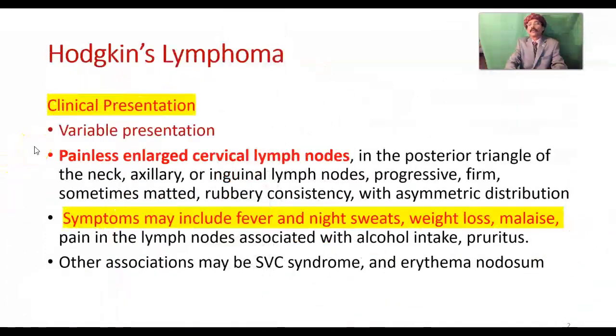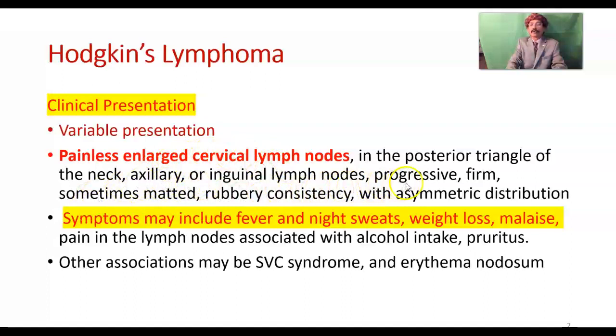Clinical presentation is also very variable. It may begin as painless enlargement of the cervical lymph node in the posterior triangle of the neck. The posterior triangle is the area behind the sternocleidomastoid muscle. It may also begin, in addition to the cervical lymph node, or independently, in the axillary or inguinal lymph nodes. So all these lymph nodes may be enlarged, but mostly it is first noticed by the patient as cervical lymph node enlargement.